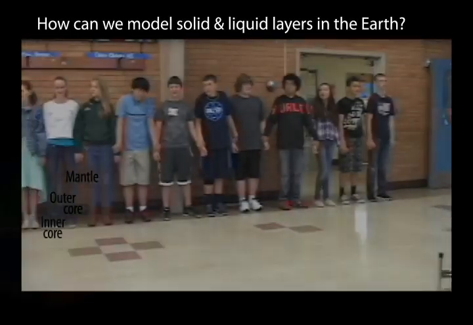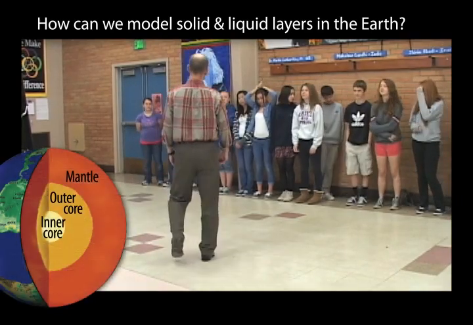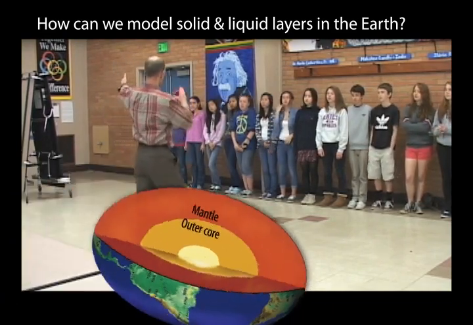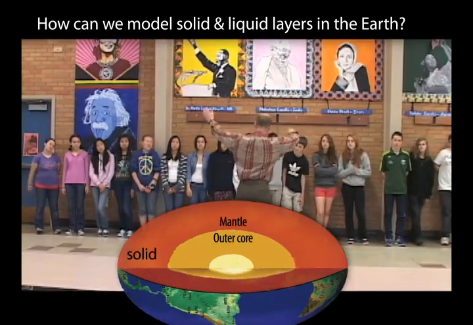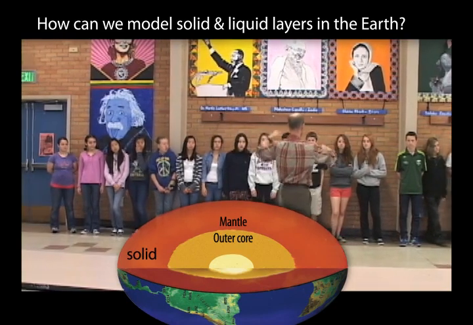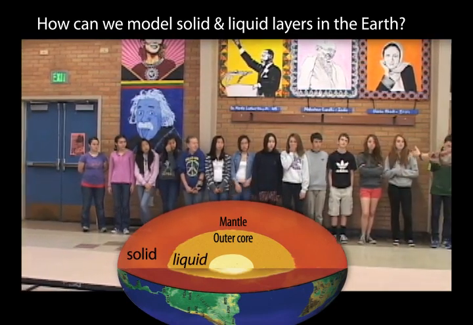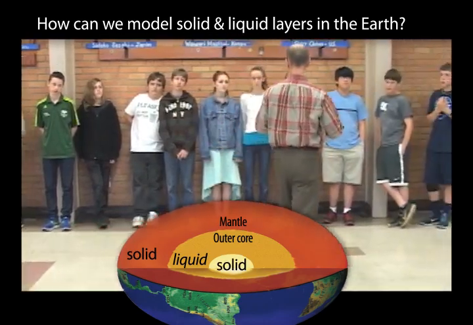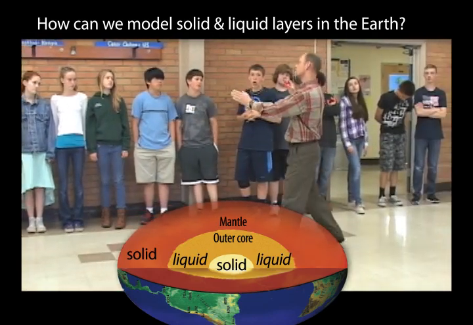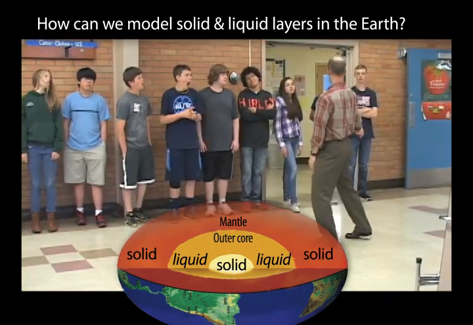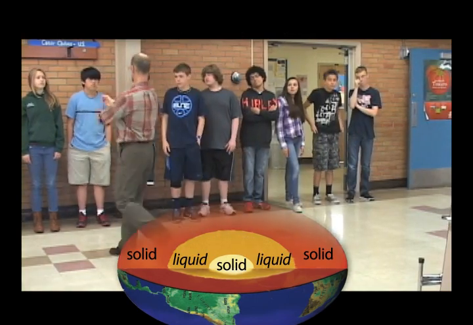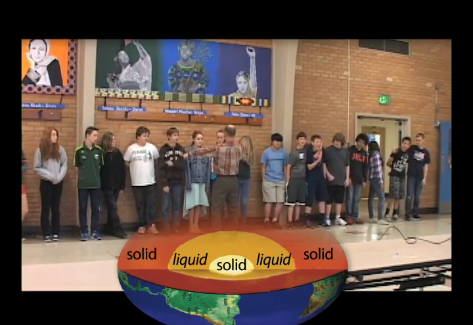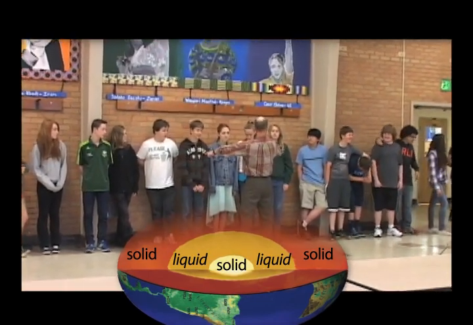Okay, so what we're gonna do is we're gonna try to imitate the consistency of the Earth. So we're gonna have solid crust and the rocky mantle, and then we're gonna have a section of liquid outer core. Then we're gonna have a couple people of solid inner core. Then we're gonna have a few people of liquid outer core, and then the rest will be solids, okay? So let's have about up to here. You guys are all going to be solids, okay? You guys right here will be liquid.